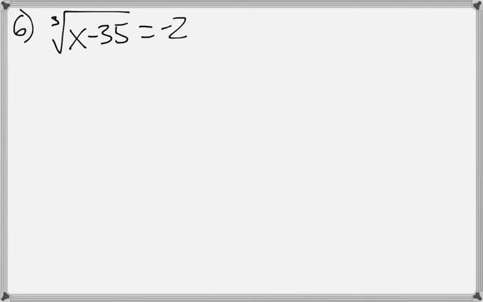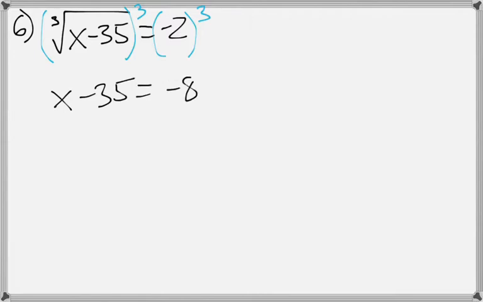On number 6 I have a cubed root. So it's already isolated, so I don't need to isolate it, but to get rid of it I'm going to cube it. So this is going to be x minus 35 is equal to negative 8. And then if you add 35 to both sides, x is equal to 27.